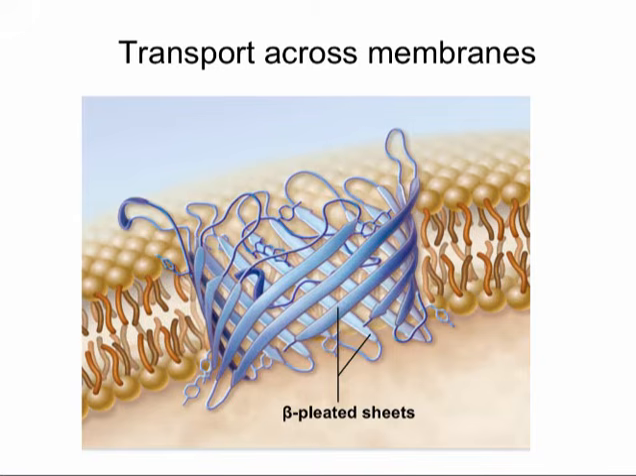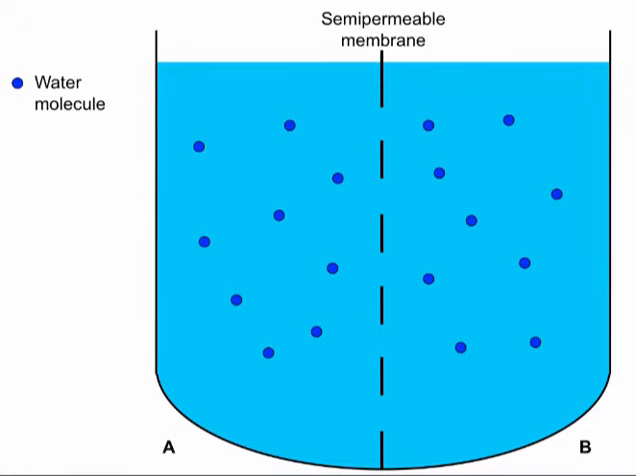So let's see what is the difference between diffusion and osmosis. Let's start with a container. Let's assume it's filled with pure water, and we have it divided by a semi-permeable membrane. Semi-permeable means it might allow the passage of some type of molecules but not all of them.